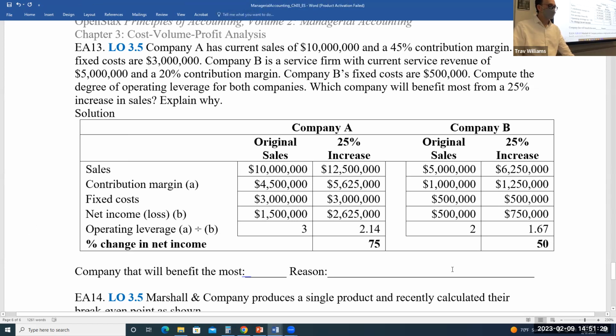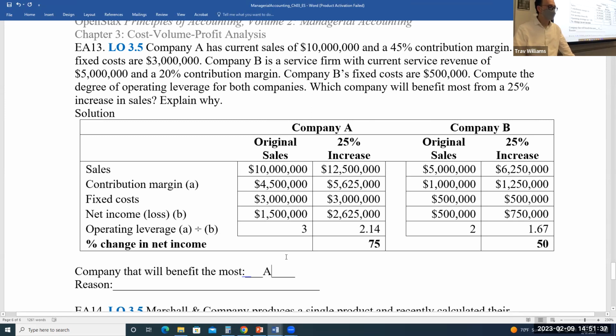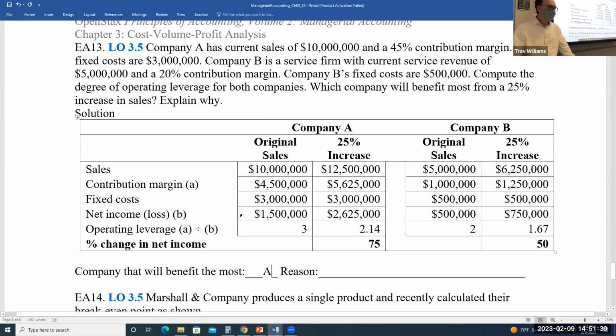So which company benefited the most? A. And in this case, it's very clear that they did because obviously from a dollar amount, they had $1,125,000 of extra net income compared to over here was only 250,000. But also as a percentage of their net income, 75% is better than 50%. So what is the reason that company A benefited more from the increase in sales?